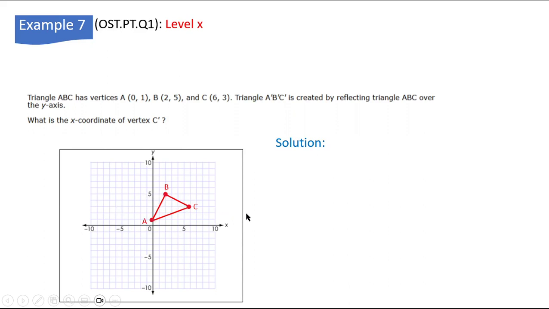Here's the reflected triangle. So what is the x-coordinate of C prime? Once you get to this point, what is the x-coordinate of C prime? It's (minus 6, 3). So the x-coordinate is minus 6.